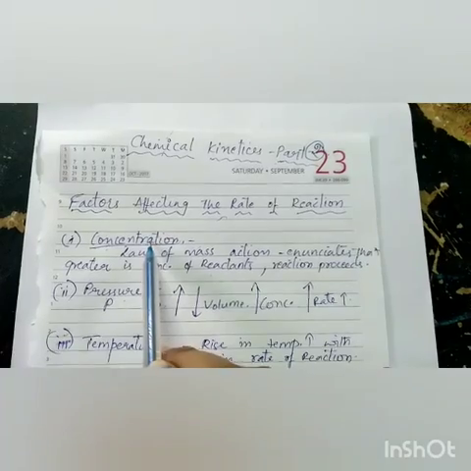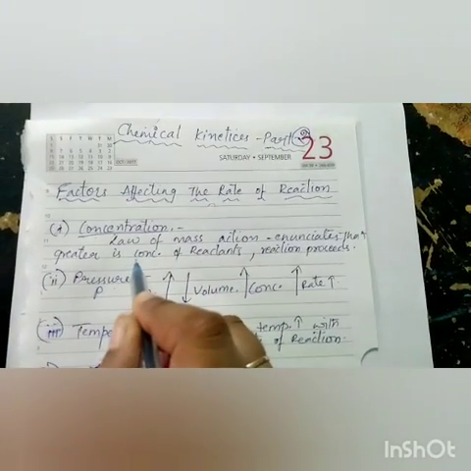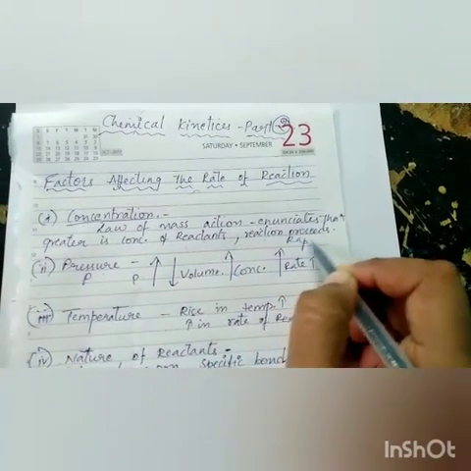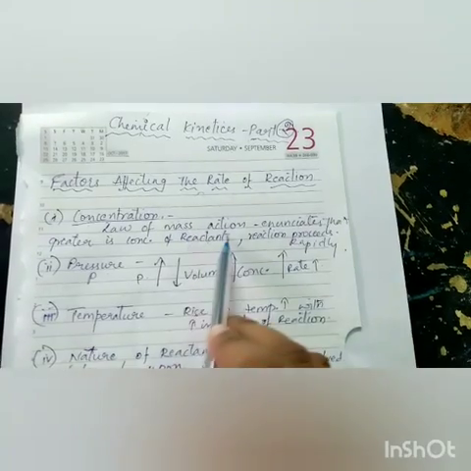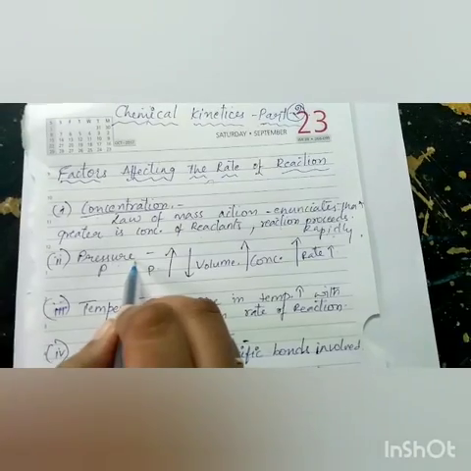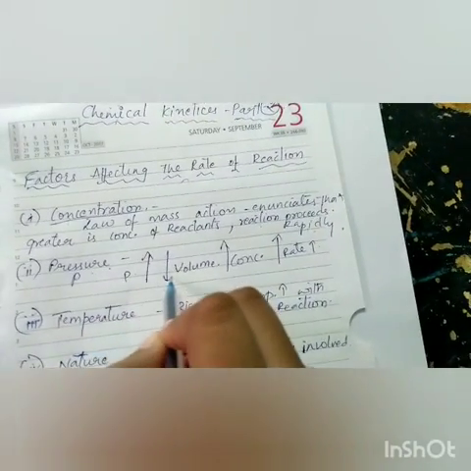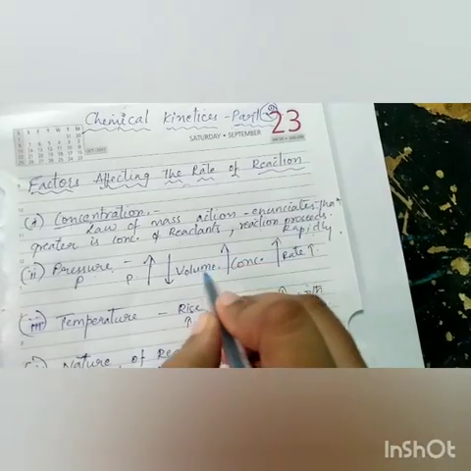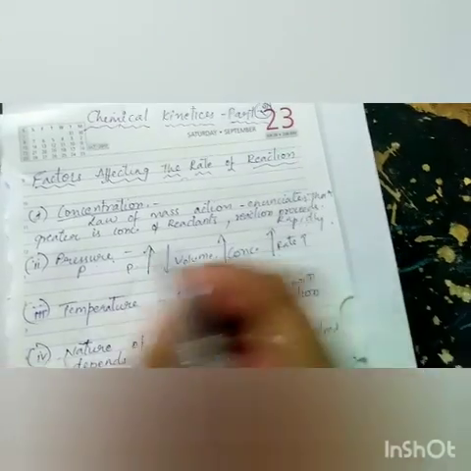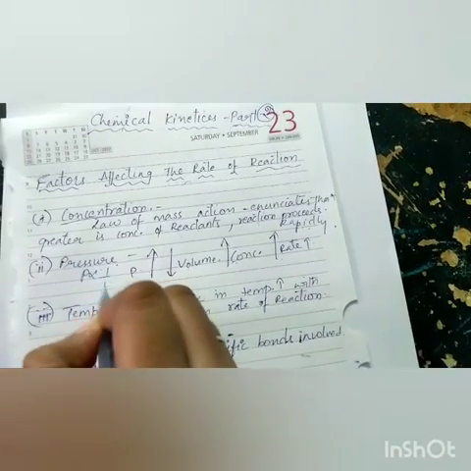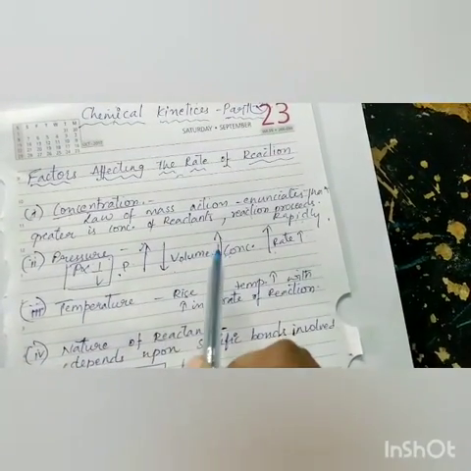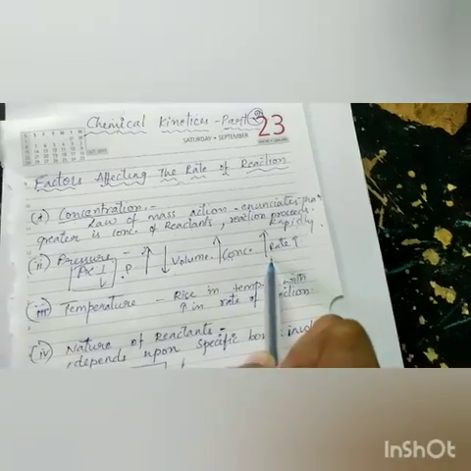Concentration, how does it affect the rate of reaction? If the concentration of the reactants is more, then the reaction proceeds rapidly. Next one is pressure. If pressure increases, then volume decreases, and if volume decreases, then concentration will automatically increase and the rate of reaction also increases, because we know that pressure is inversely proportional to 1 by V, volume. So pressure increases, volume decreases, then concentration increases and rate of reaction increases further.